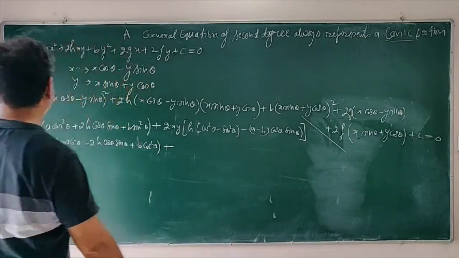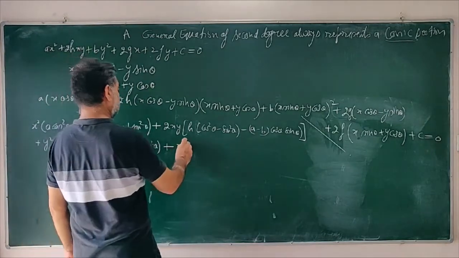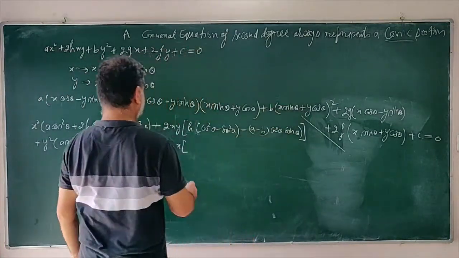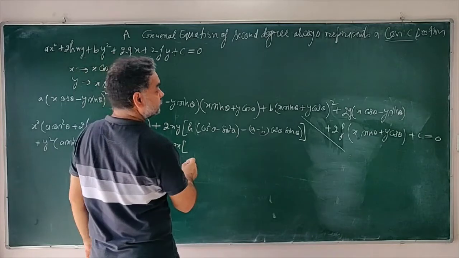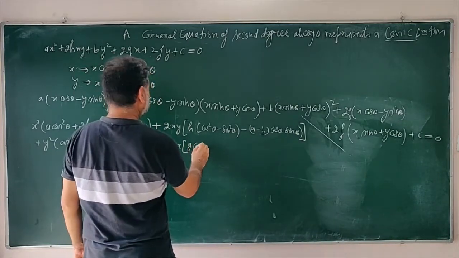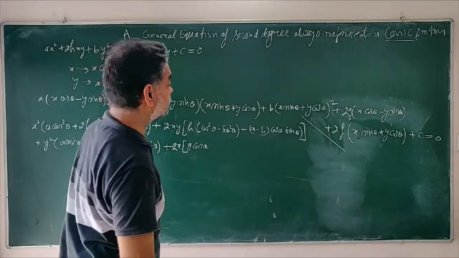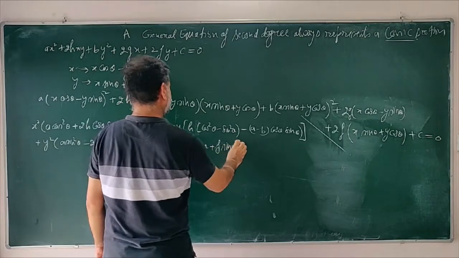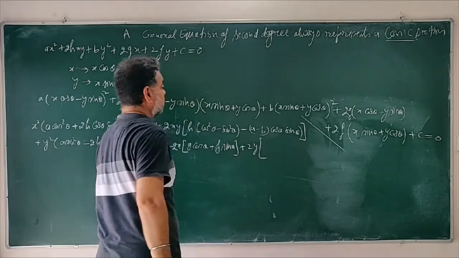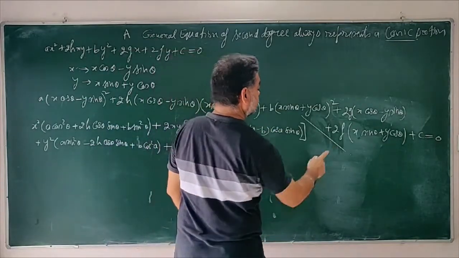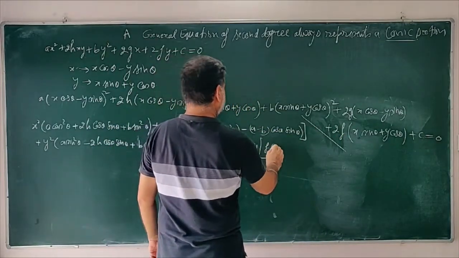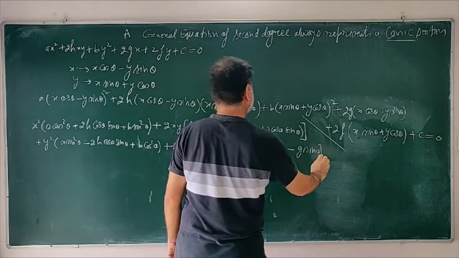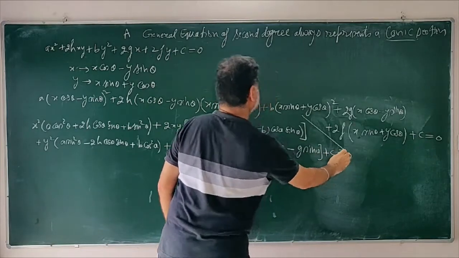plus we have the coefficient of x. The coefficient of x would come out from here, plus 2x into (g cos theta plus f sin theta), and plus 2y, where the coefficient of y would be equal to (f cos theta minus g sin theta), plus c equal to 0.